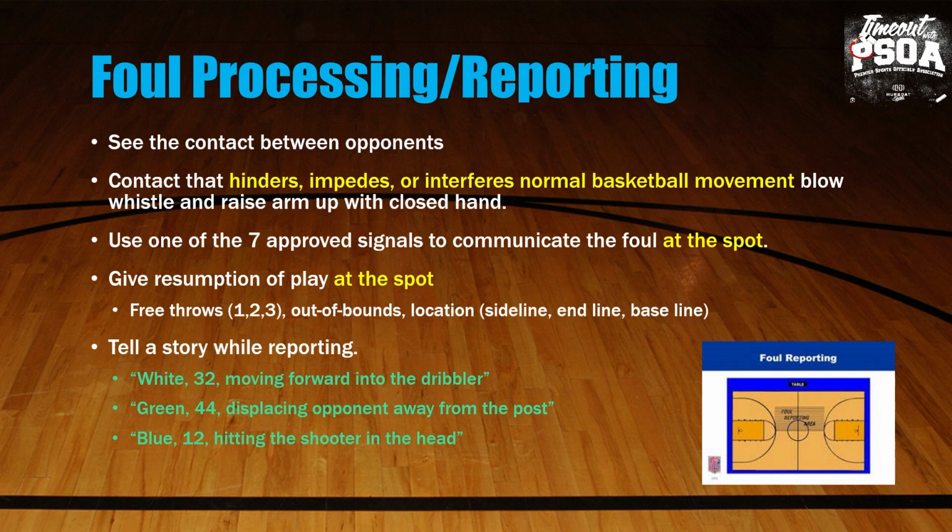White, 32, moving forward into the dribbler. Green, 44, displacing opponent from the post. Blue, 12, hitting the shooter in the head. Notice how I said 32, not 3-2. 44, not 4-4. 12, not 1-2. Say the actual number because we need to be very clear, and this will avoid a book error mistake.